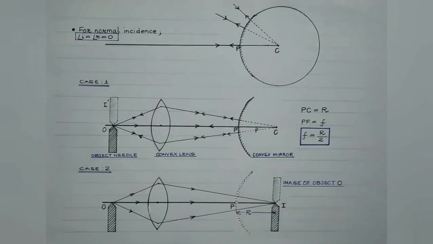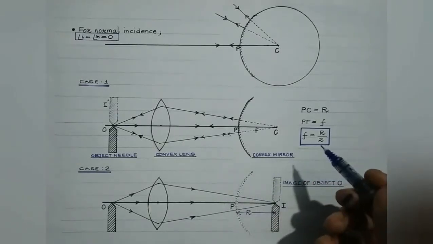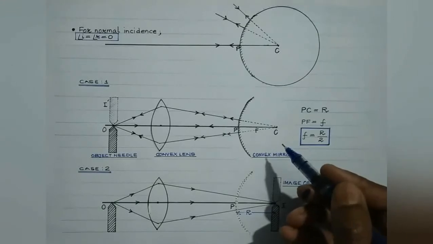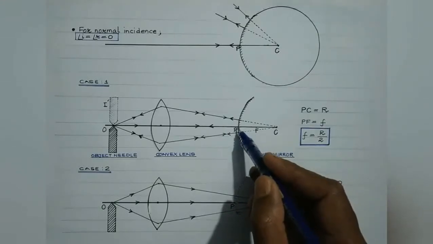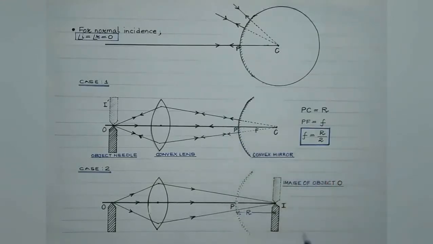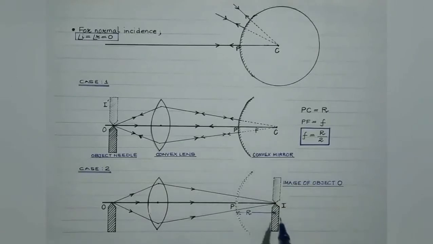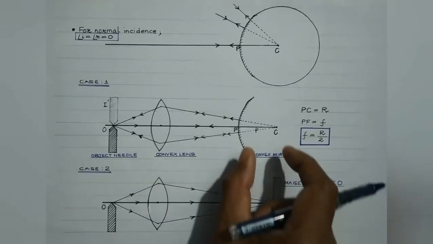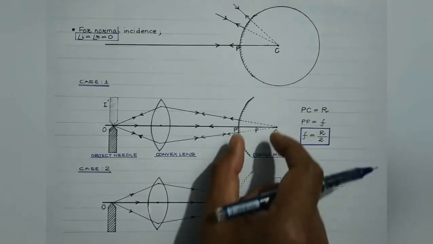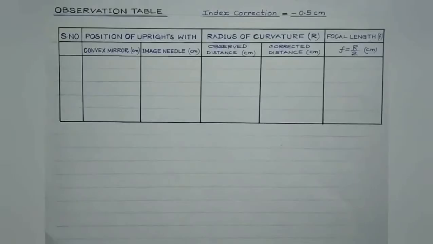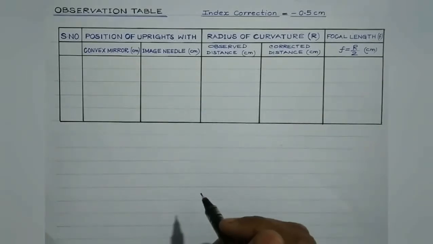So again I repeat, students, in the observation table we need to repeat the steps, right, so as to obtain the position of the convex mirror as well as the image needle, right? So by knowing the position of the convex mirror and the image needle, this distance can be easily found, and this distance will give us the value of radius of curvature. So now let us complete this observation table.